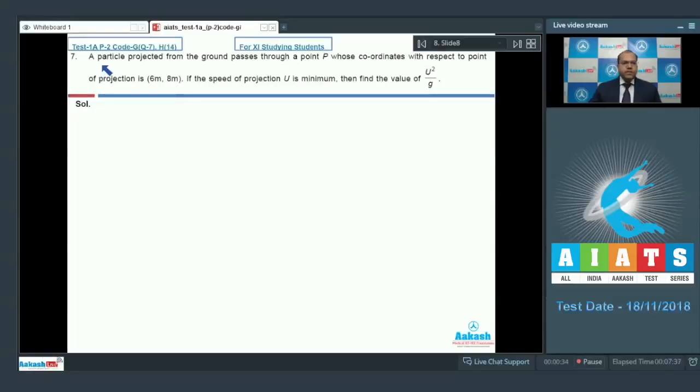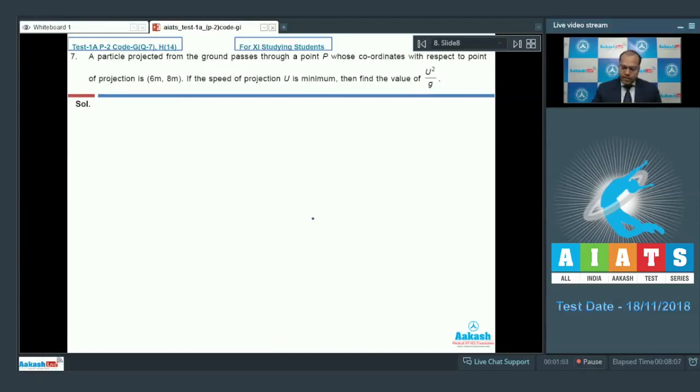In question number 7, a particle projected from the ground passes through a point P whose coordinates with respect to the point of projection are 6 meter, 8 meter. If the speed of projection u is minimum, then find the value of u square upon g.